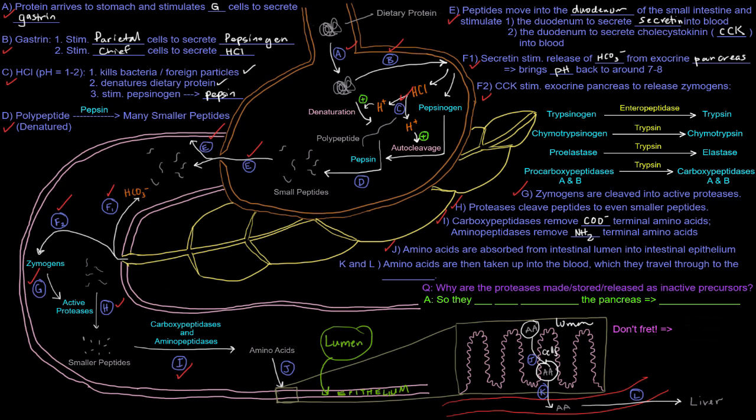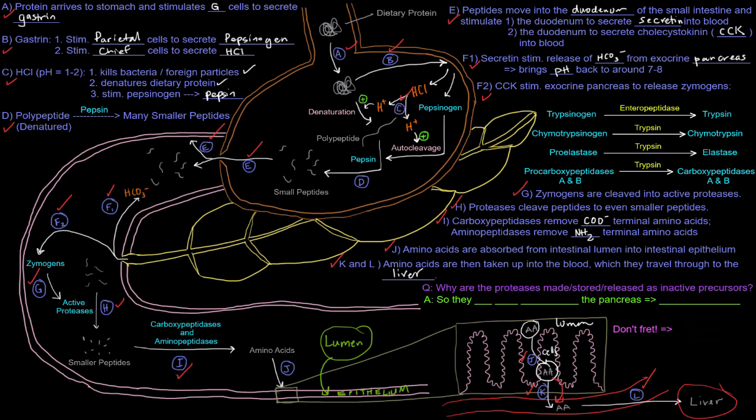And then parts K and L, those amino acids are going to be taken up from those cells into the blood. So that's what's happening here, right? And then from the blood, they're going to be taken in the blood to the liver. So that's parts K and L right there. Parts J, K, and L. And then once the amino acids get to the liver, they can of course be metabolized.